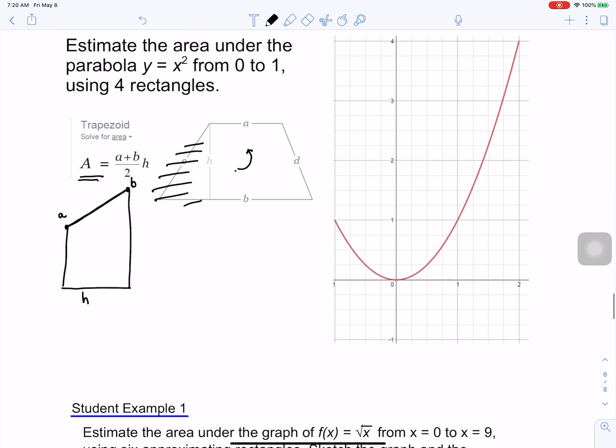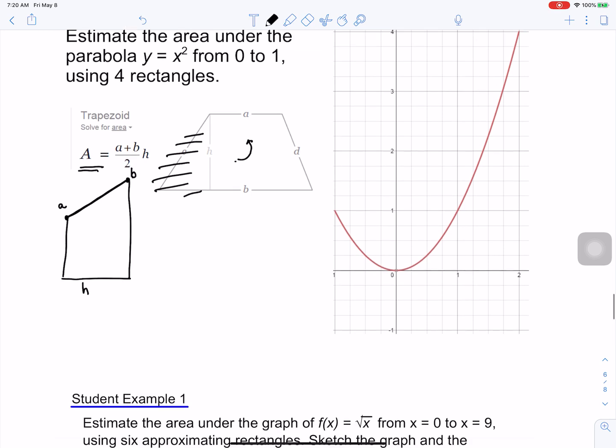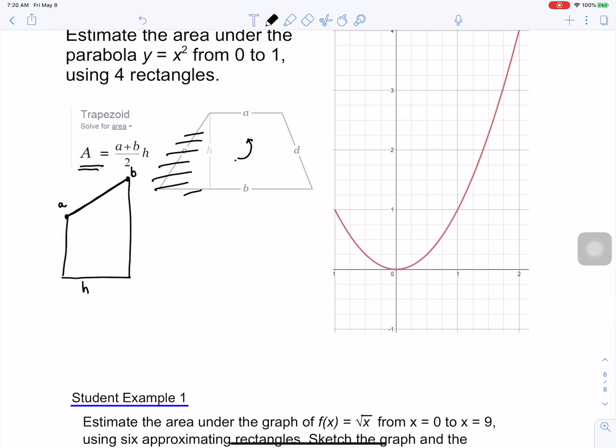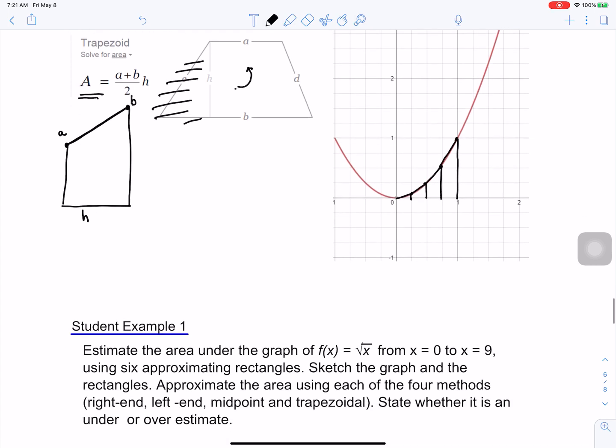So now we're going to estimate the area under the curve using trapezoids. There's 0, there's 1/4. I form a diagonal between the two. There's 1/4, there's 1/2, I form a trapezoid. There's 1/2, there's 3/4, I form a trapezoid. There's 3/4 and 1, form a line, and there's the trapezoid. So I'm going to do those 4 trapezoids.